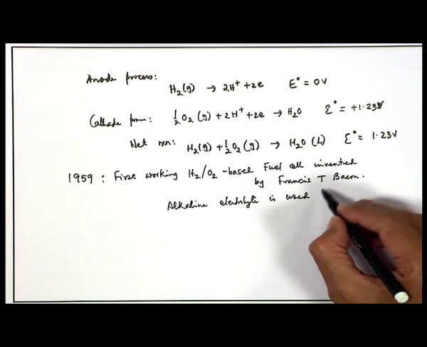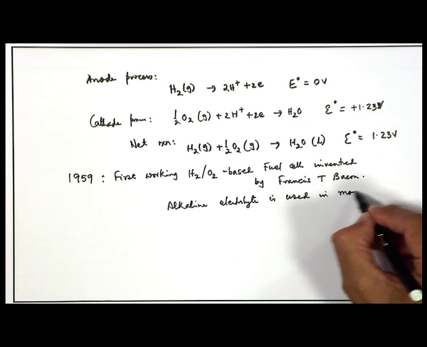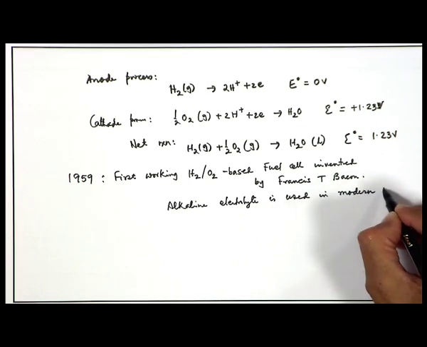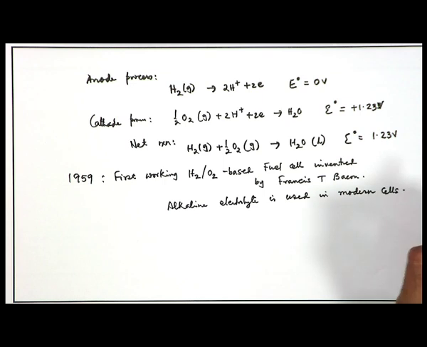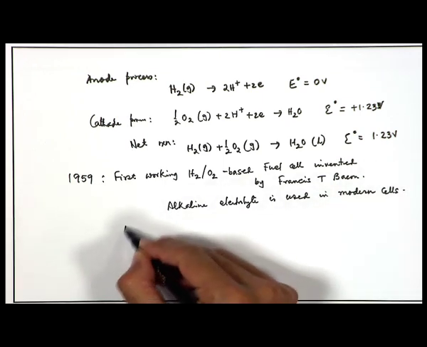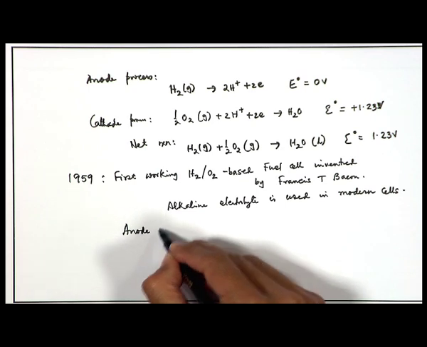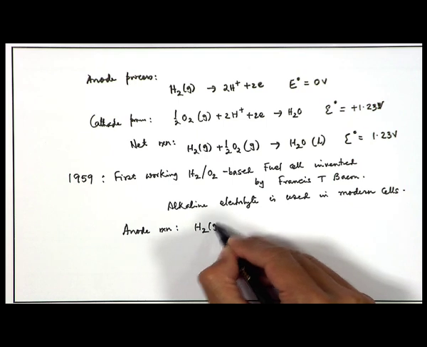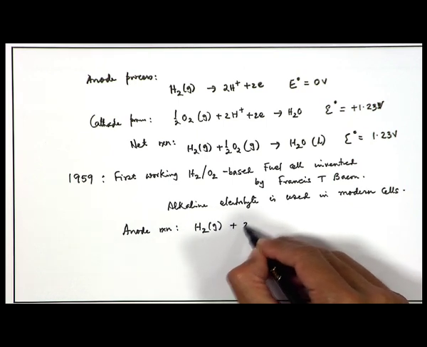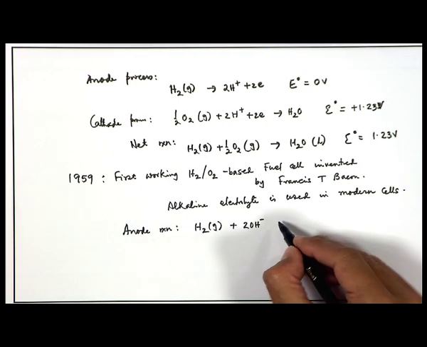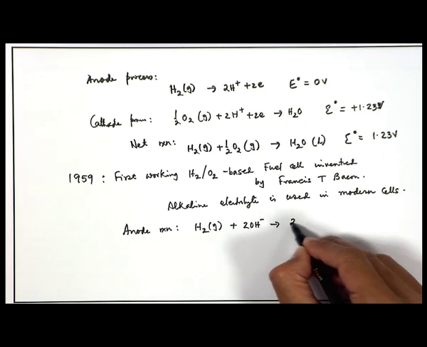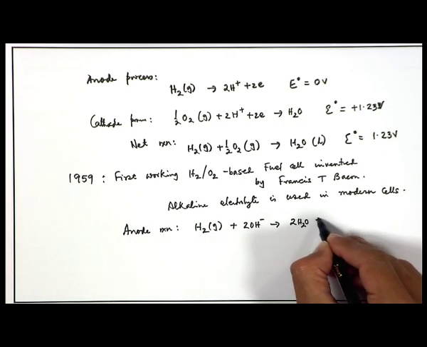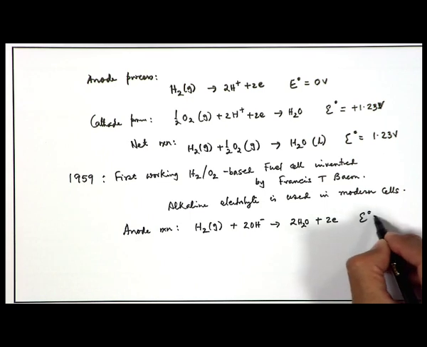In modern cells. Now, what is the reaction? Anode reaction is H2 gas plus 2OH minus gets you 2H2O plus twice electron, again E naught is equal to 0 volt.